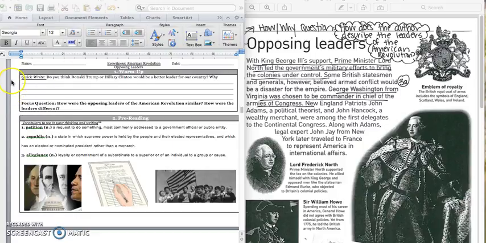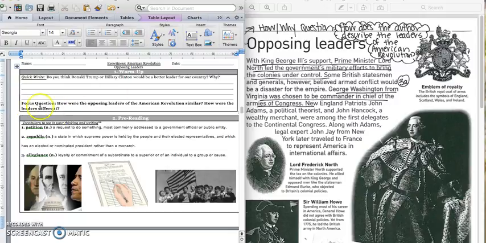But before we get started, we have a quick write that says, do you think Donald Trump or Hillary Clinton would be a better leader for our country? Why? Press pause to write down your answer and play when you're ready for the focus question.